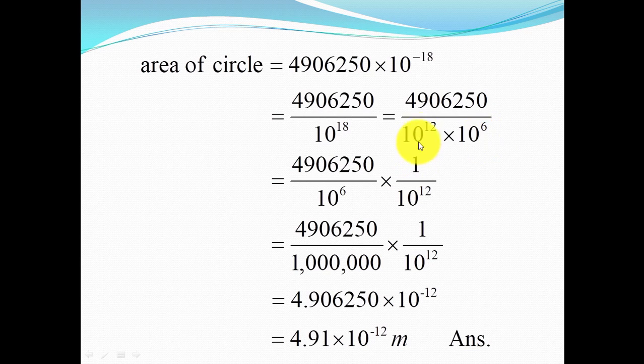Now we take 10 raised to power 12 separately, and 10 raised to power 6 separately. 10 raised to power 6 means 1 followed by 6 zeros, multiplied by 1 over 10 raised to power 12. When we divide it, we get the answer. When it is taken as a numerator, its power becomes negative. So the answer is this, which is our requirement.